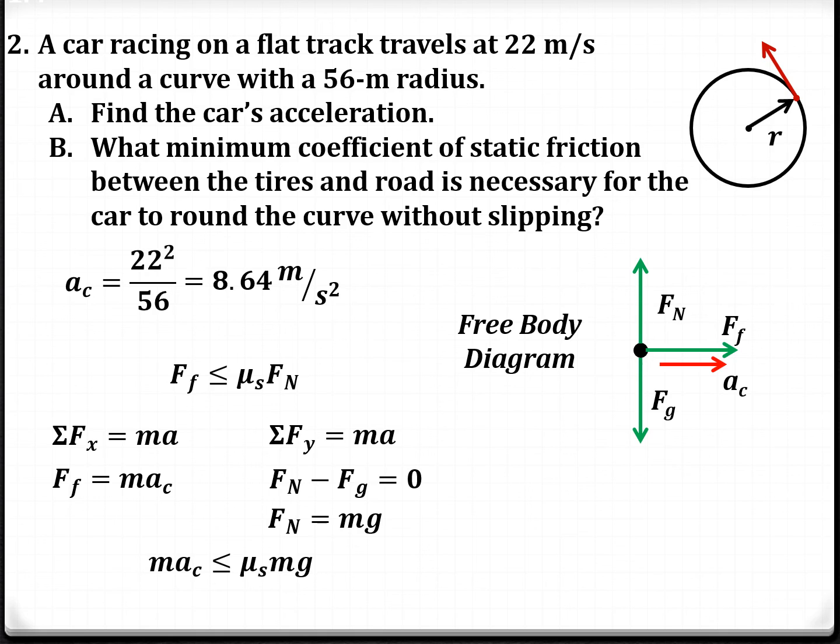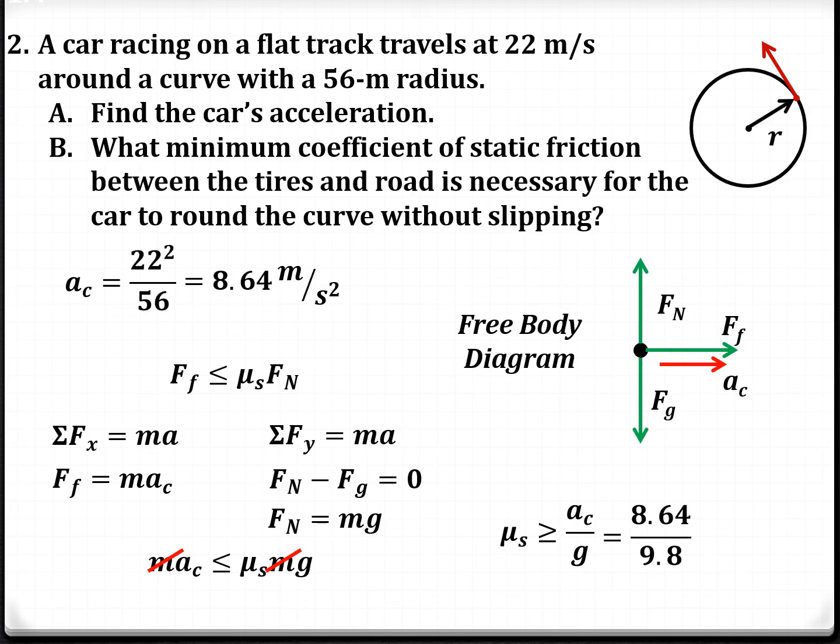Something interesting about this is you notice that there's mass on this side and there's mass on this side. Those two masses are going to cancel, so we don't need to know what the mass is. But in order to find the coefficient of static friction, we have to get that by itself. So we need to divide both sides by gravity. And we get that the coefficient of static friction is greater than or equal to the centripetal acceleration divided by the acceleration due to gravity.